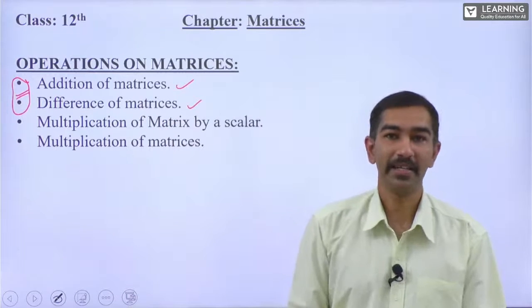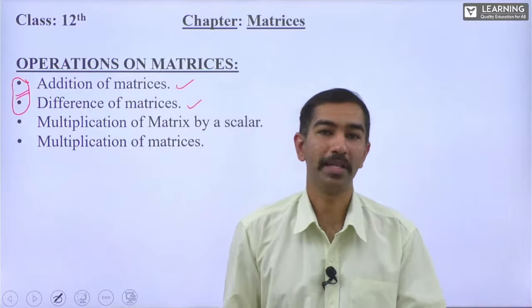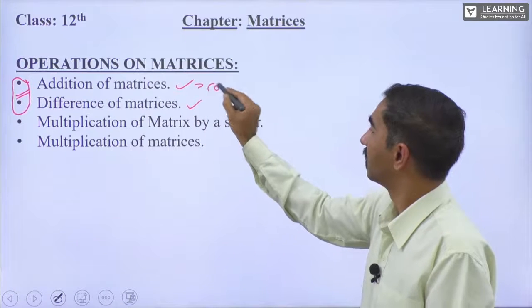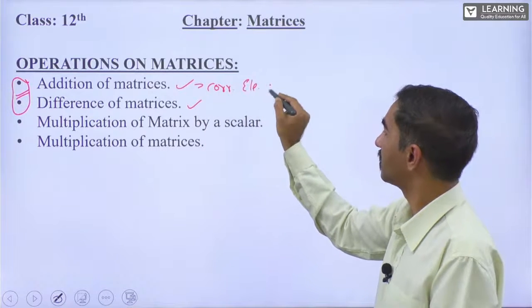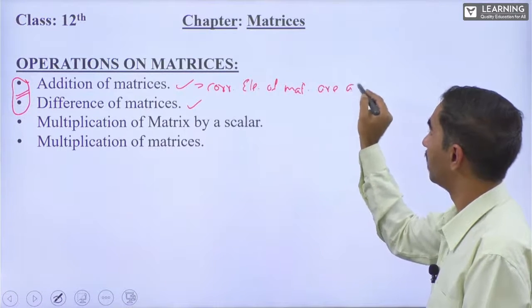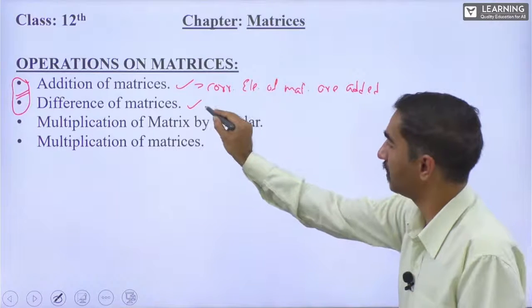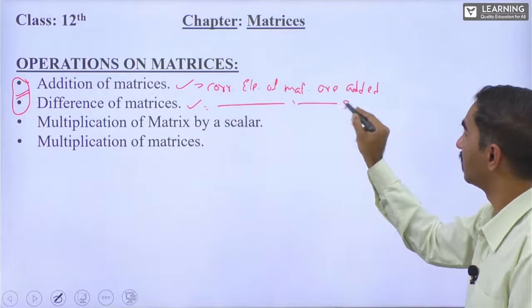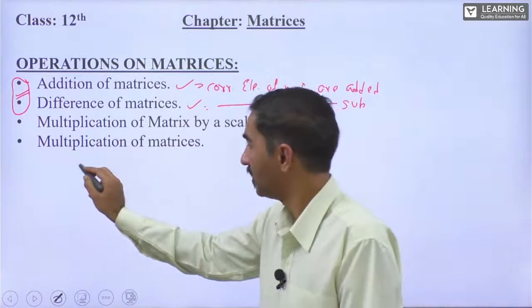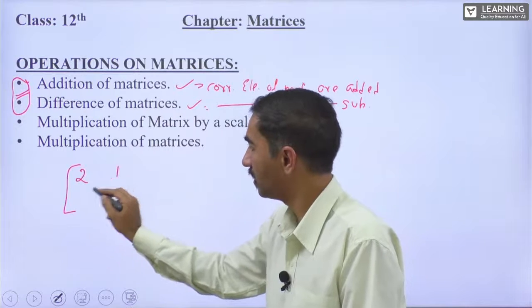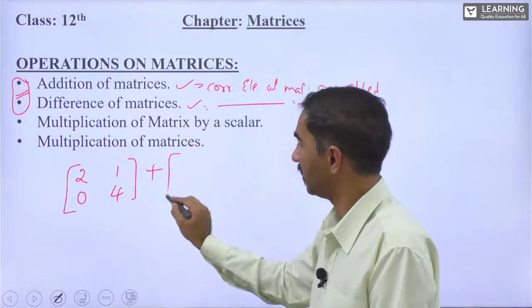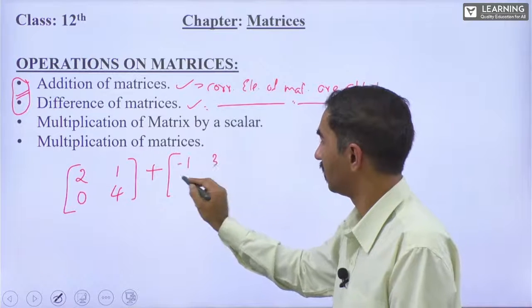Okay. So addition is done by adding the corresponding elements of two matrices. So for example, to understand this, so here you can write corresponding elements of matrices are added. Same thing here, corresponding elements of matrices are subtracted. Very similar. Alright, so we'll take one small example here. So let matrix A equal to 2, 1, 0, 4 plus matrix B equals minus 1, 3, 4, 1.